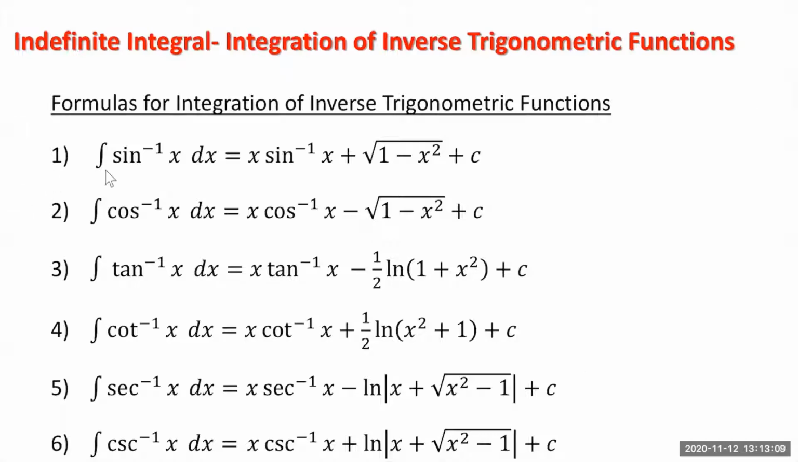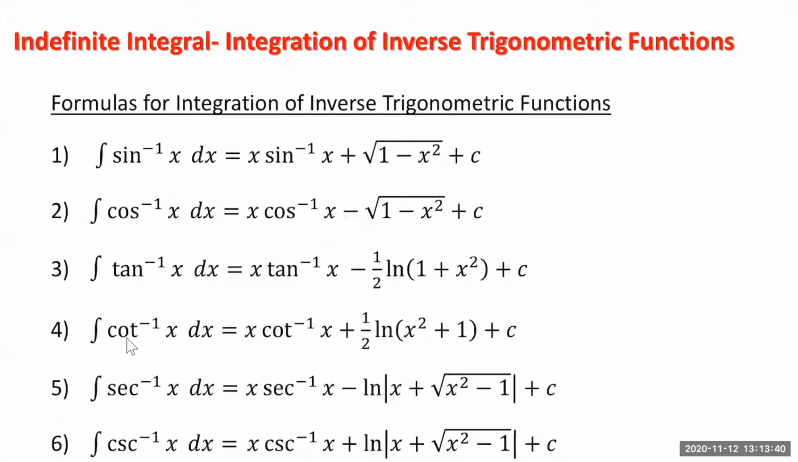The first one, the integration of sine inverse x is equal to x sine inverse x plus the square root of 1 minus x squared plus the constant of integration. Similarly, for cosine inverse, the formula looks similar. The only difference is this sign here. In the sine function, when you're integrating the inverse sine, here is a plus sign. When you're integrating the inverse cosine, here is the minus sign.